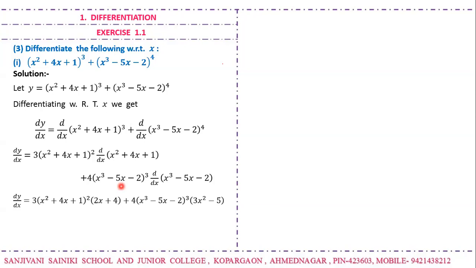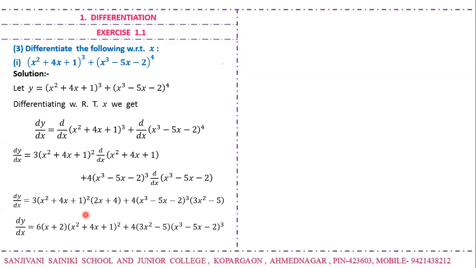So on the second line, we will find the derivatives of these brackets. So what is the derivative of x square? Its derivative is 2x. Derivative of 4x is 4 into 1 and derivative of 1 is 0. So here the derivative of x square plus 4x plus 1 is 2x plus 4. Similarly, derivative of x cube minus 5x minus 2 is 3x square minus 5.